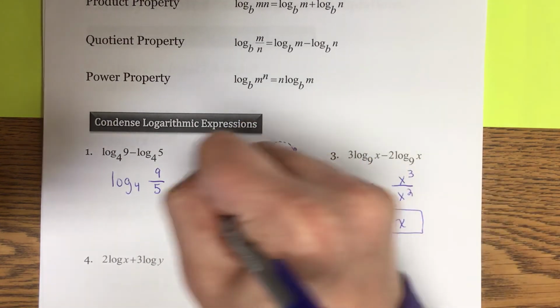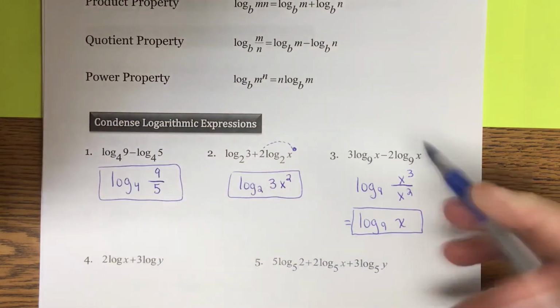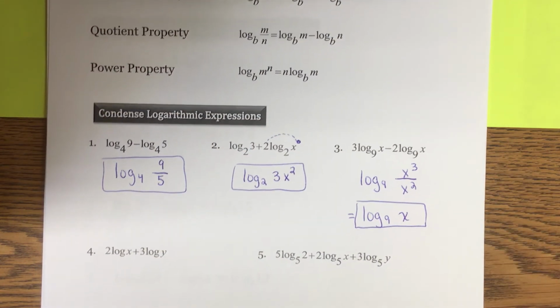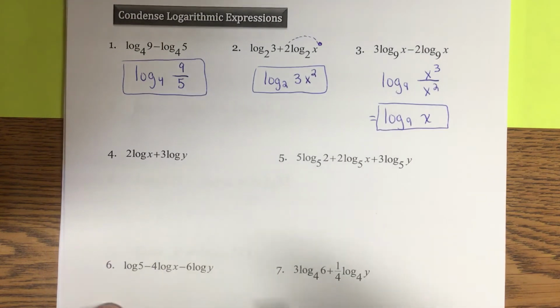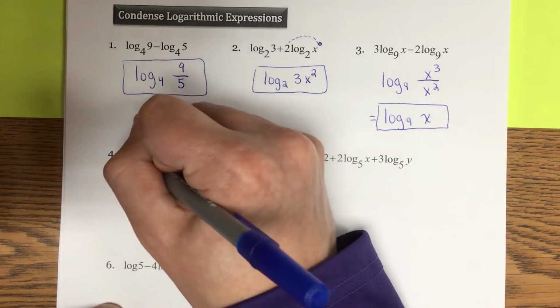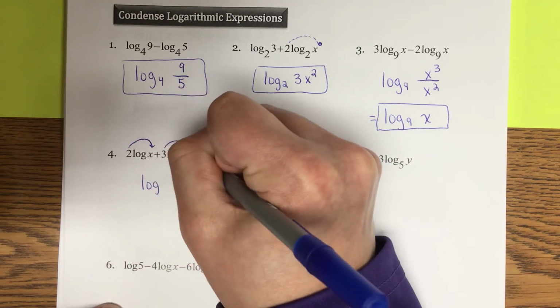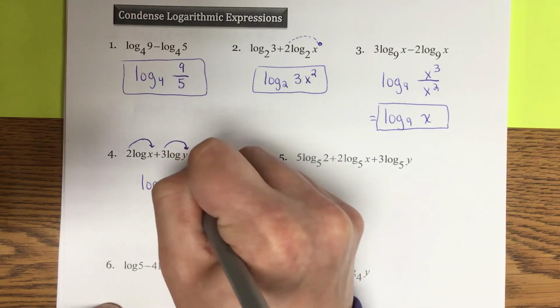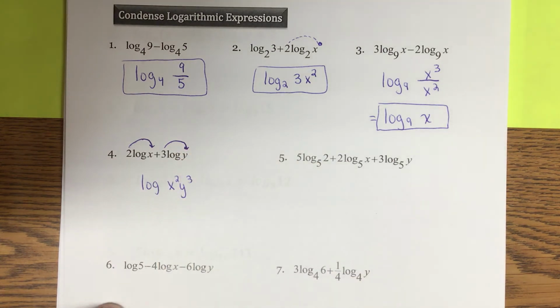If those variables were not the same, if they did not have the same bases, then I couldn't do anything to get that final answer, and that's just fine. Problem number 4, I have log. Now this should be x squared, and this should be y to the 3rd. And those are just going to be multiplied together. X squared, y to the 3rd, just like this.